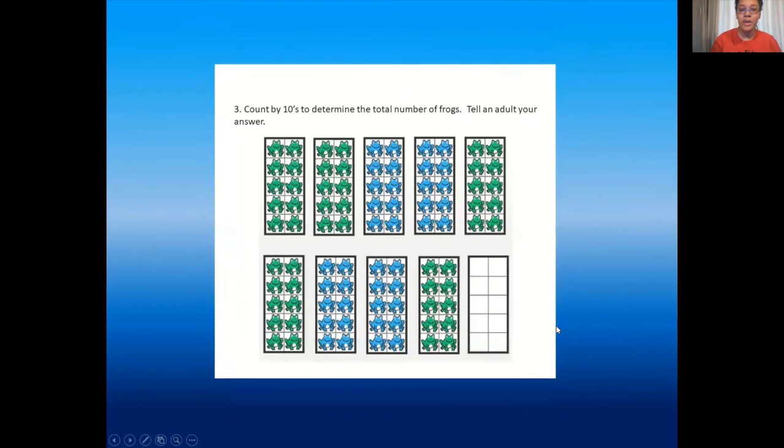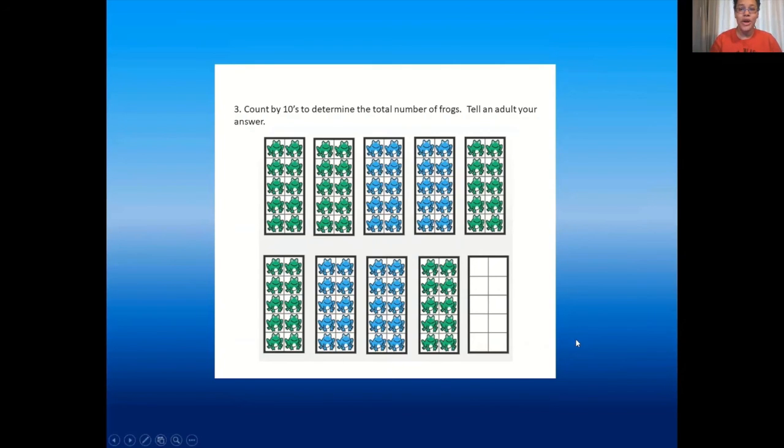Okay. Number 3, you're going to count by tens again to determine the total number of frogs. And remember to tell an adult your answer. So the question says how many frogs. You're going to count to tell how many frogs there are. So this last box, are there any frogs there? No. So are we going to count it? No, because that box would mean 0. So you're just counting the frogs. And you're going to count by tens to tell how many frogs you have, which is your total number.